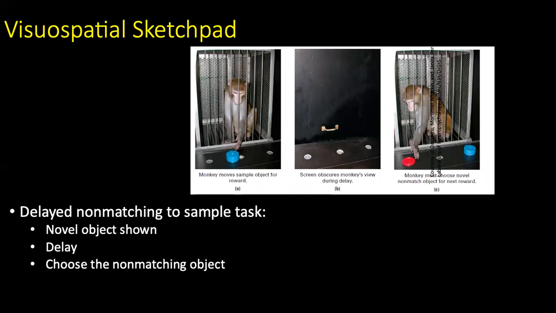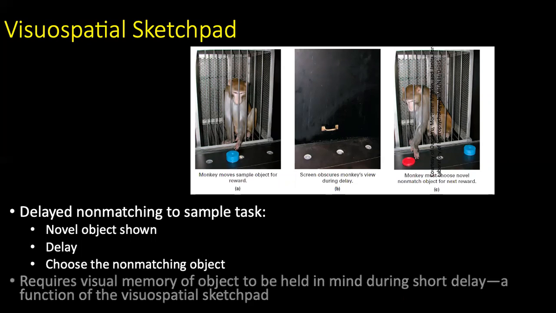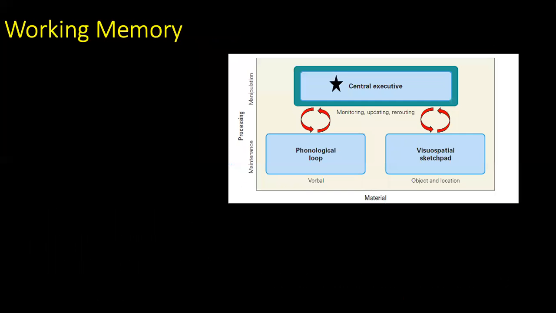So we're testing its ability to keep that visual information in its memory before it can get that second reward, right? It has to keep the visual memory of the object during this delay. So this, again, in terms of an animal study, is a function of the visual spatial sketchpad.